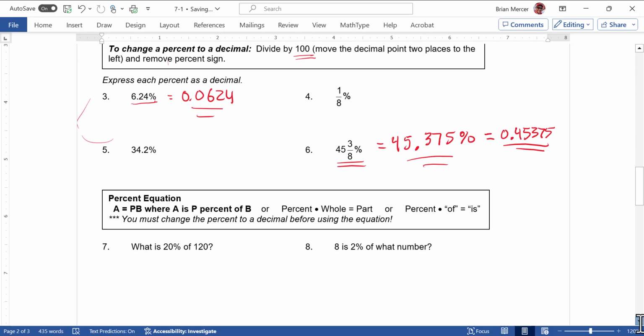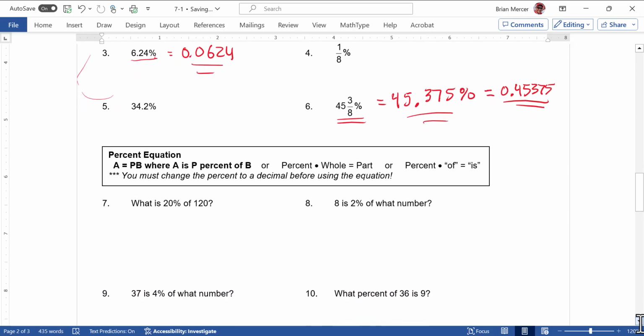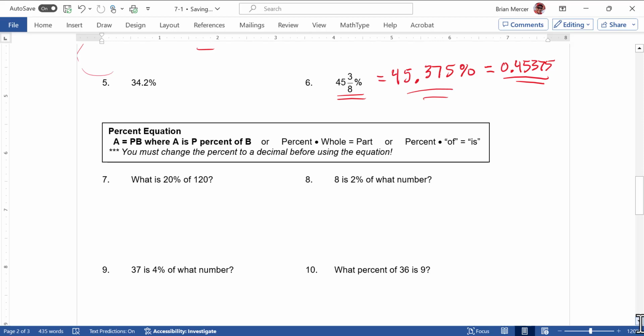So moving down here just a little bit, using this idea of a percent equation, when you say what is 20% of 120, well, what is like a variable. So if you use this percent equation here, A equals P times B, that means A is some percent of B. So what, that's the A, is 20%, so 0.20, we convert that percent to a decimal. Of means multiply, so 0.20 times 120.